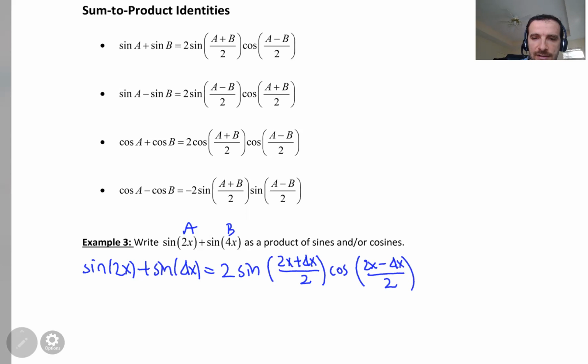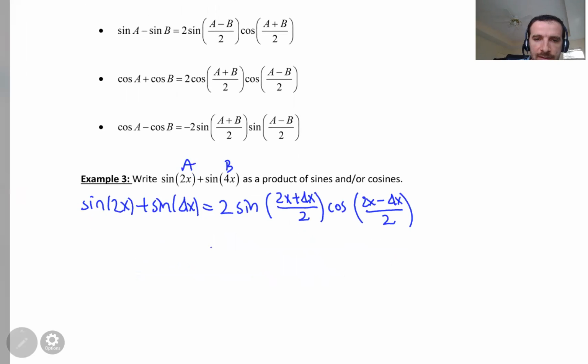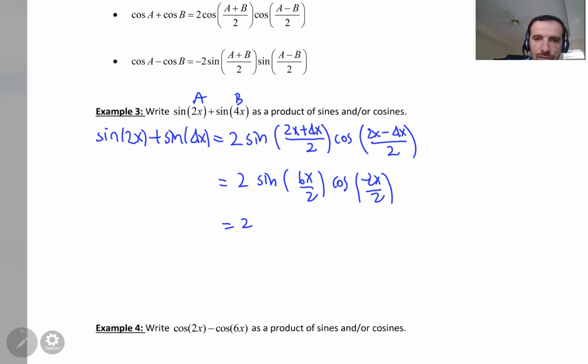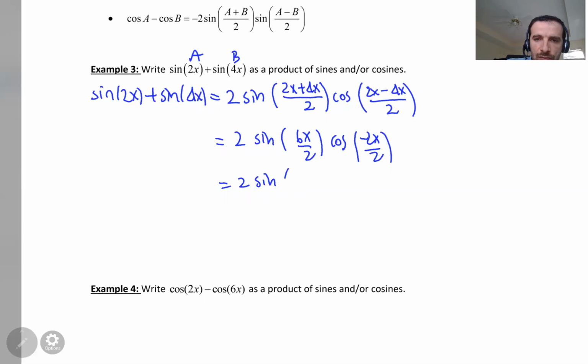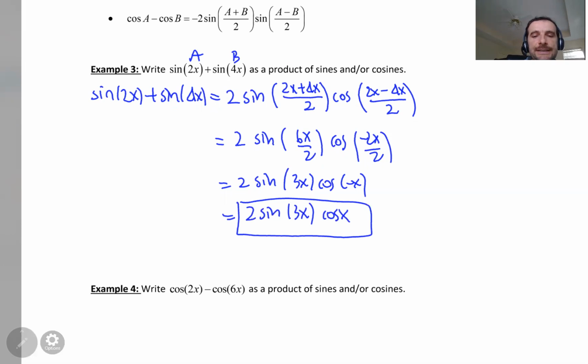Let us try to rewrite them. That's equal to 2 sine of 6x over 2, cosine of minus 2x over 2. So that's equal to 2 sine of 3x cosine of negative x. And we all know that cosine eats the minus inside the parentheses, right? So 2 sine of 3x cosine of x. Okay, that's it. That's all we need to worry about, okay?